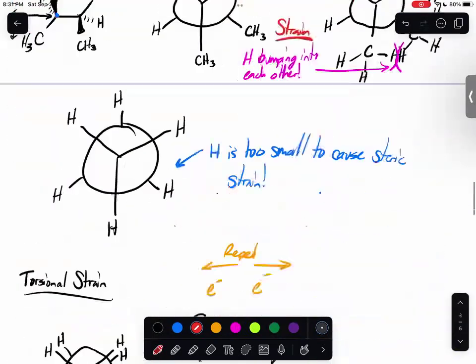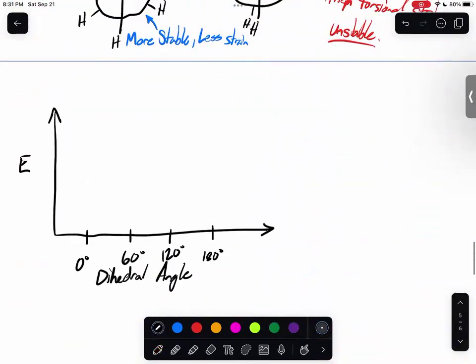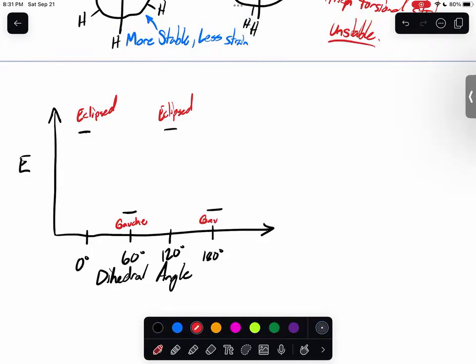So if we think about that in terms of energy, at 0, this was an eclipsed conformer, so it's going to be high in energy. But then at 60, as we saw, this was a gauche conformer, so it's going to be low. At 120, it's another eclipsed conformer, so it is also going to be high in energy. And then at 180, it is another gauche, so it is going to be lower in energy. So essentially, as we turn that carbon in the back and we change the dihedral angle, our energy is going to kind of do this little wave.